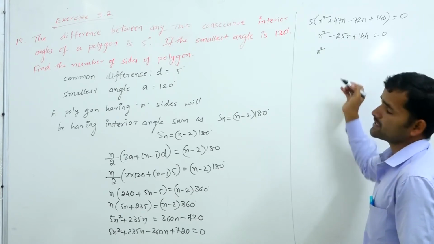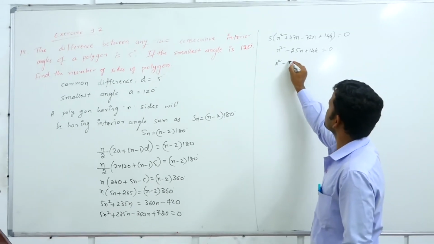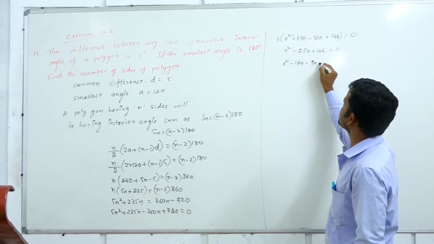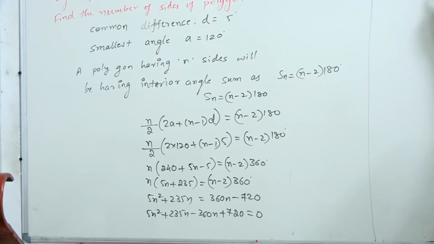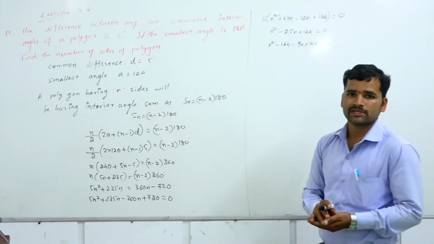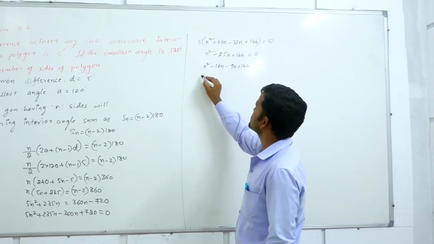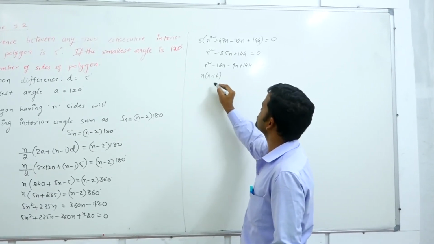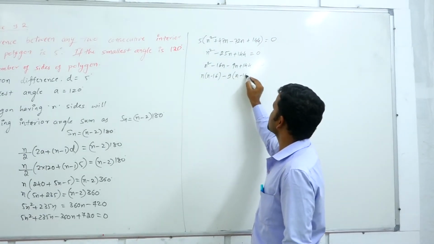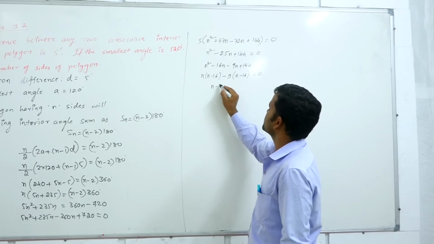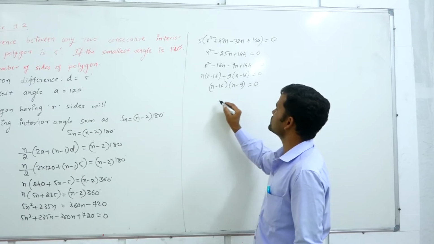Now n square, it is a quadratic equation, solve it by factorization. n square minus 16n minus 9n plus 144 is equal to 0, I can write. Minus 25n: minus 16 and minus 9 become minus 25, and their product becomes 144. n is common here, n into n minus 16, here you take minus 9 common, n minus 16 is equal to 0. n minus 16 is common, n minus 16 into n minus 9 is equal to 0.